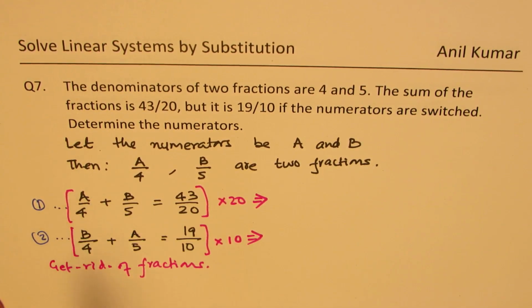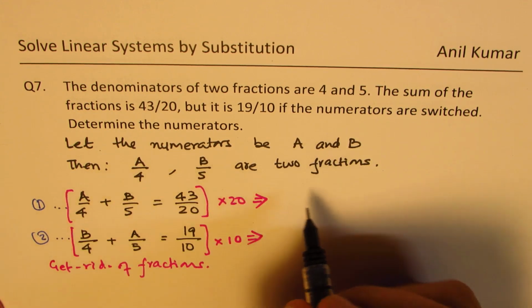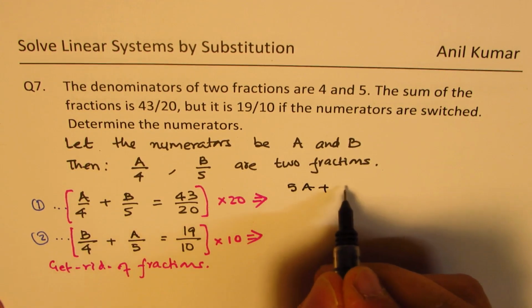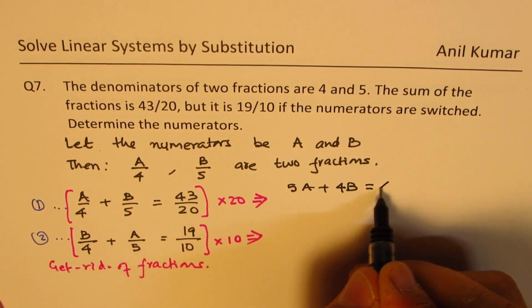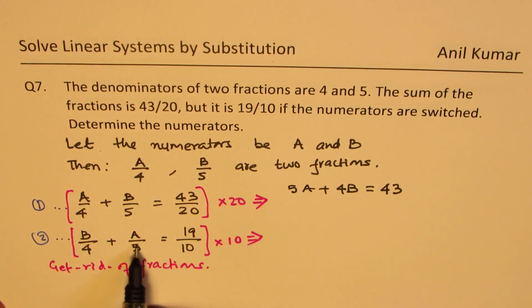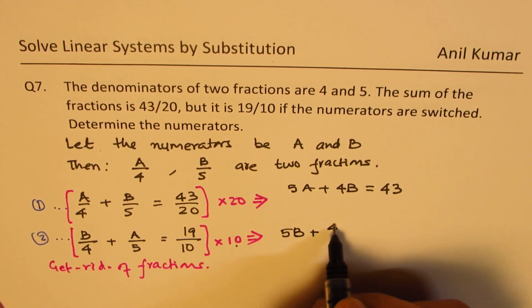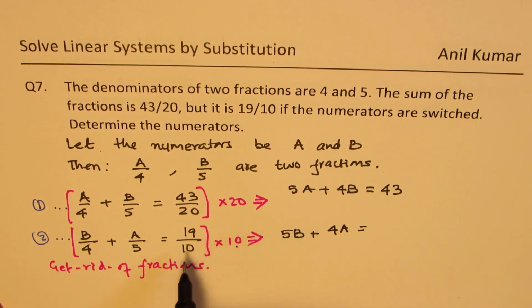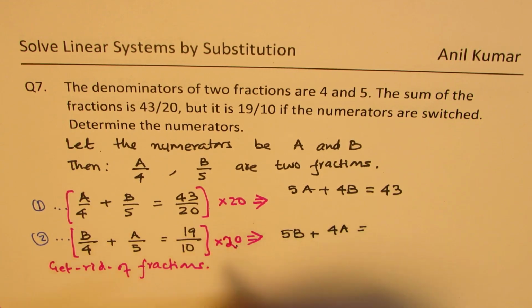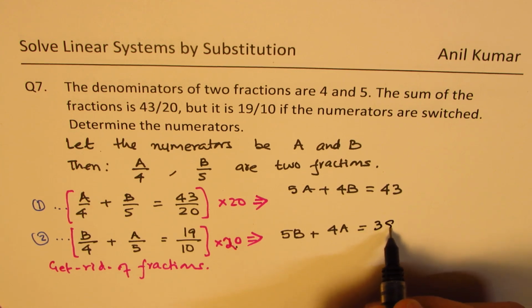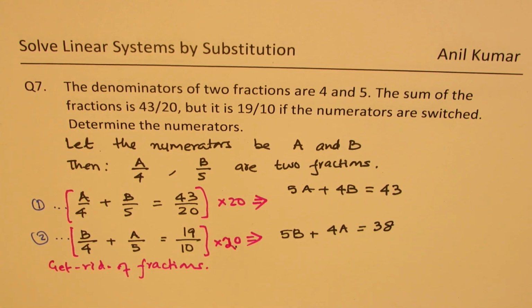So multiplying by 20 gives me, you kind of cross multiply, 5a plus 4b equals 43. And here you get 5b plus 4a equals, so when you multiply in this case by 20, I should multiply by 20 this one also. So we get 2 times 19, which will be 38. Is that clear to you? So that is what we get.